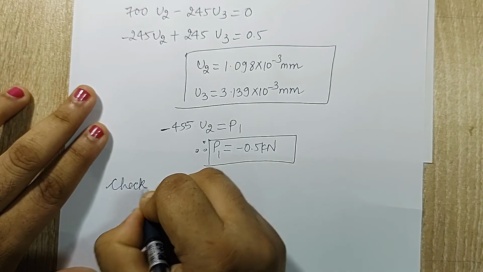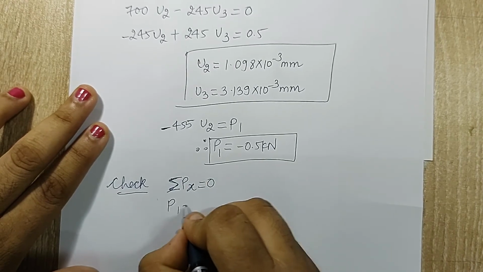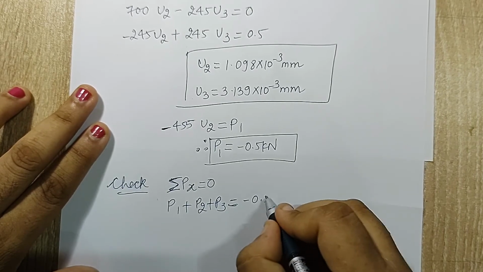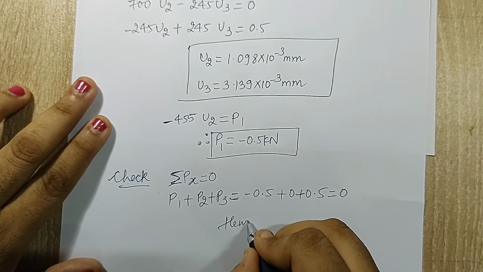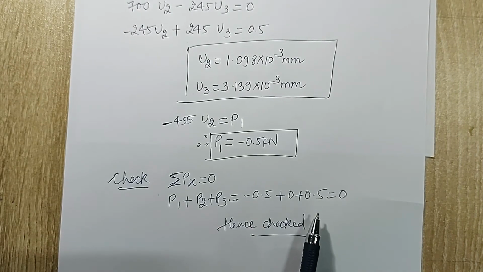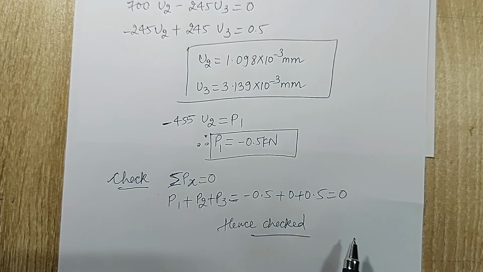Next I'll go for check. Summation of load in x direction should be equal to 0. P1 plus P2 plus P3 is equal to minus 0.5 plus 0 plus 0.5, which is exactly 0, hence checked. Now you would say that I have only substituted P3 as 0.5 and I got P1 as minus 0.5. What is the need to show this? It is not necessary that you would always get the same answer and cancel out to get 0. You may get an approximate value as 0, as you have seen in the previous questions, and maybe in the upcoming questions also you will see the same. So it is always advisable to check.